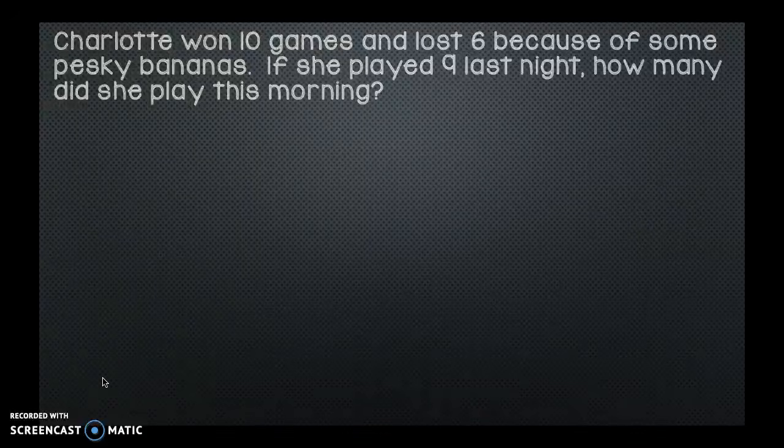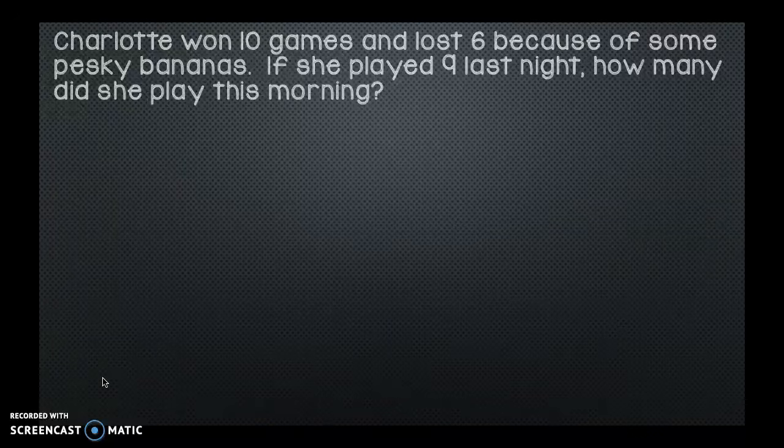This one says, Charlotte won 10 games and lost 6 games because of some pesky bananas. Ugh, I told you those bananas always get me. If she played 9 last night, how many games did she play this morning? All right, I'm going to read that for you one more time. Charlotte won 10 games and lost 6 because of some pesky bananas. If she played 9 last night, how many did she play this morning?